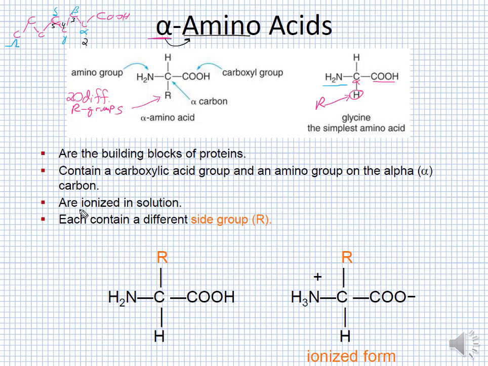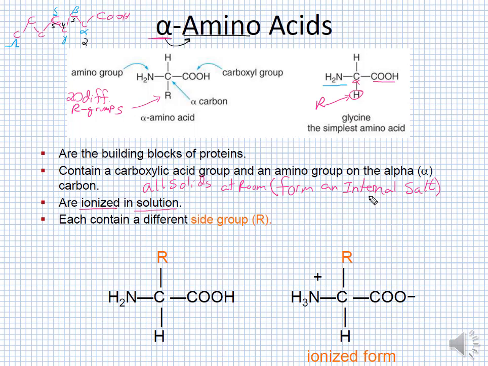It says here, amino acids are ionized in solution. All amino acids, even the simplest, glycine here, are also solids. They're ionized in solution, and they're all solids at room temperature. Let me write this down. All solids at room temperature, and they actually form what's called an internal salt. We'll talk more about that a little bit later. Form an internal salt. So salts, if you remember, are a combination of an acid and a base, something like sodium chloride.